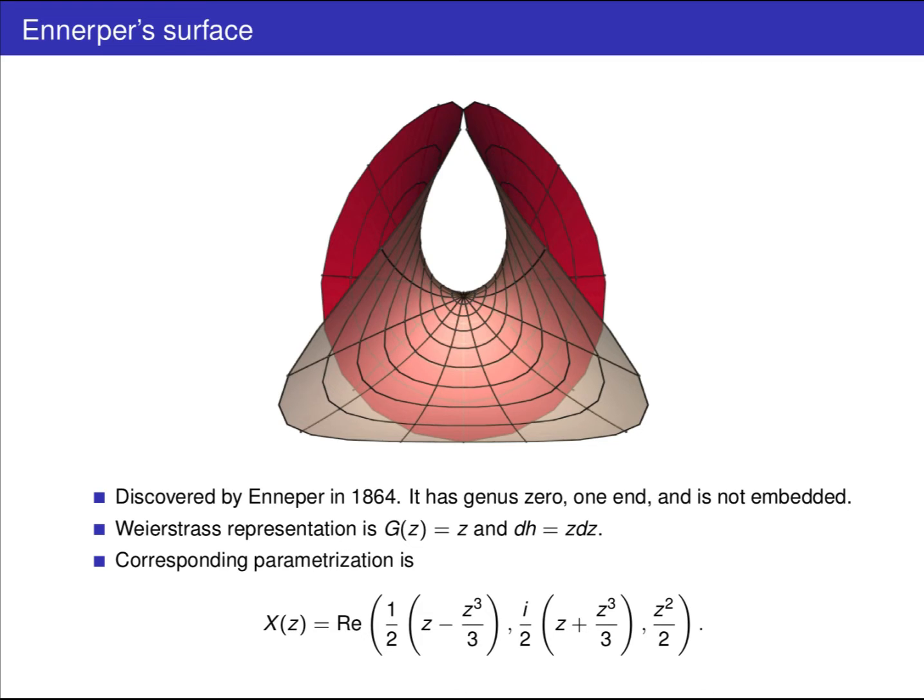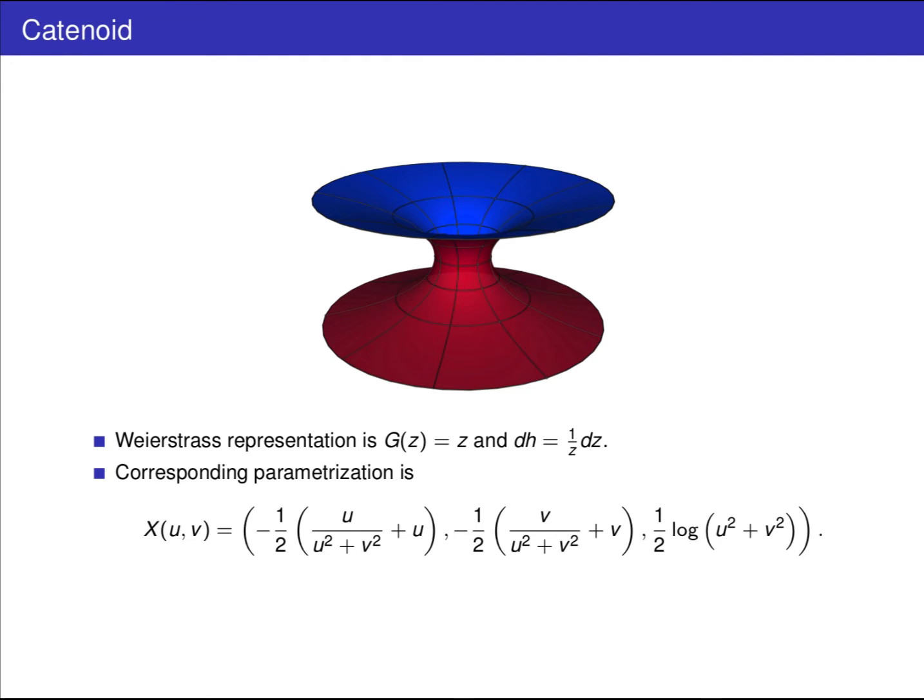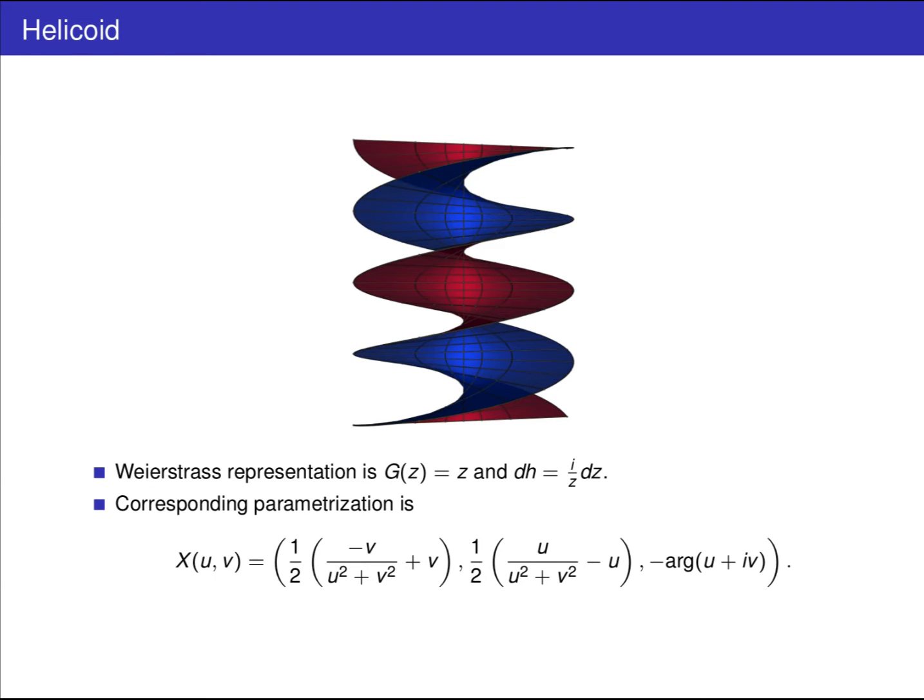Enneper surface, discovered by Enneper in 1864, has genus 0, 1 end, and is not embedded. Weierstrass representation is g of z equal to z and dh equal to z dz, with the corresponding parameterization. Catenoid, Weierstrass representation is g of z equal to z and dh equal to 1 over z dz. Helicoid has Weierstrass representation g of z equal to z, same as the catenoid, and dh equal to i over z dz, versus the catenoid's 1 over z dz. So the helicoid and catenoid are referred to as conjugate surfaces of each other.